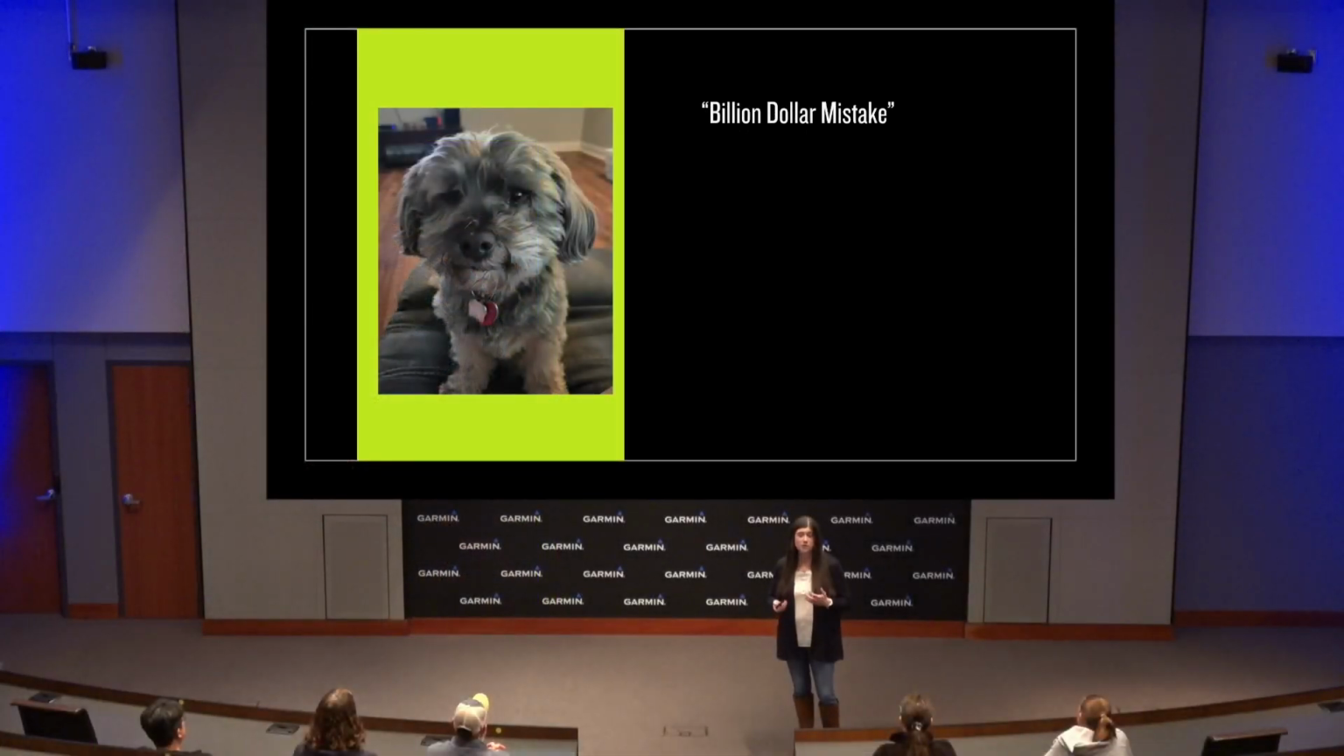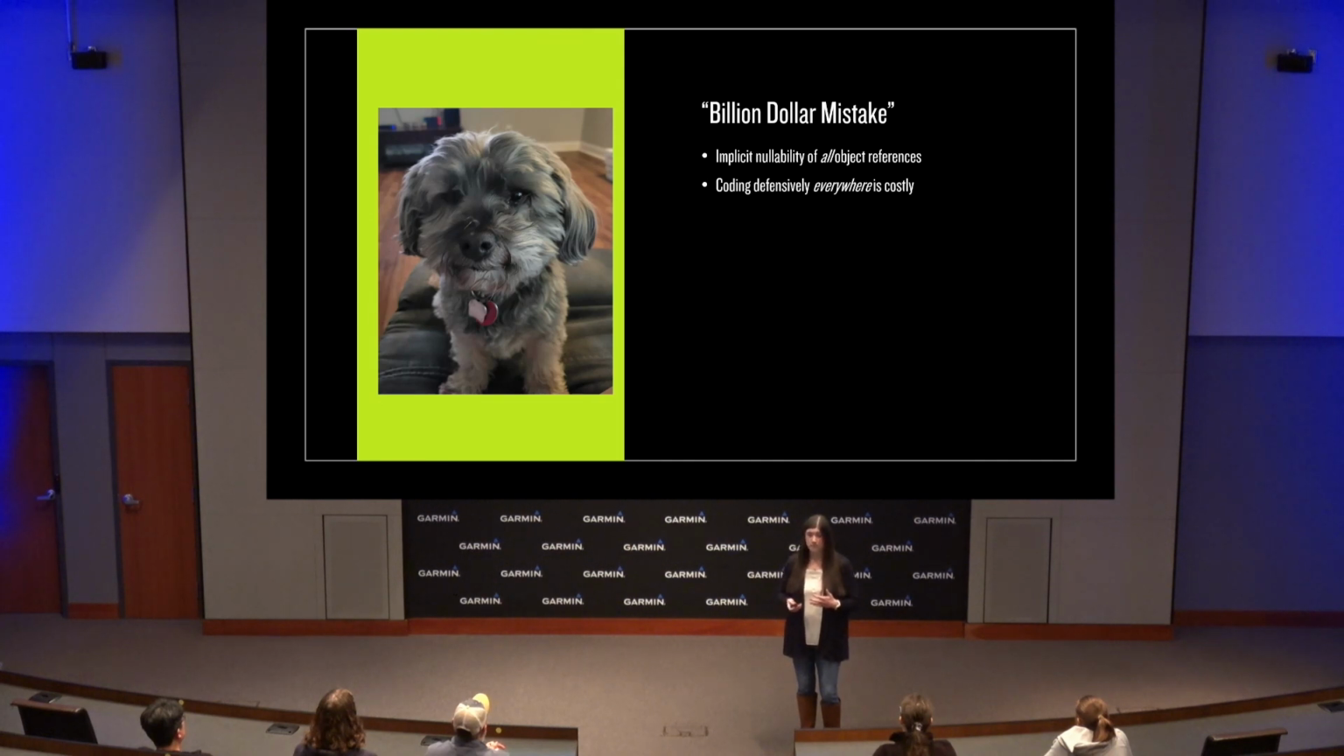The null reference has been coined by its creator as his billion-dollar mistake. The problem isn't the null value itself. It is the implicit nullability of all object references, as is the case for many strictly typed languages such as Java. The high price tag comes from the constant potential for null pointer exceptions unless you code defensively everywhere. In fact, Poco and I actually think that Tony Hoare lowballed the cost.